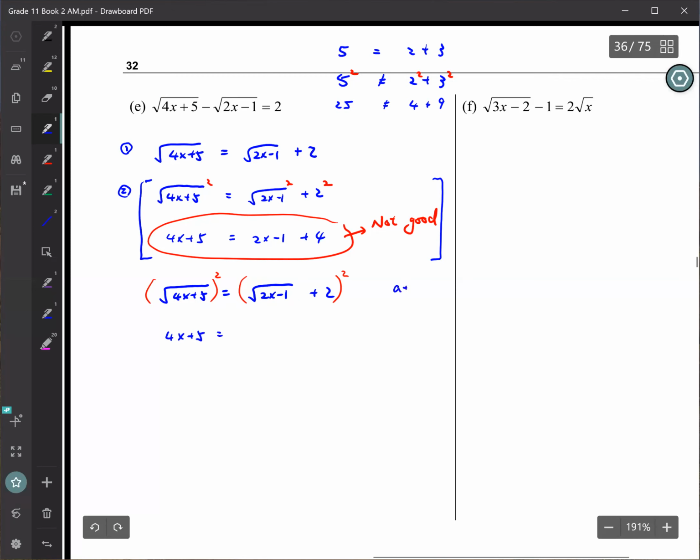Think of (a plus b) squared. So you have to do a squared, that's a squared, plus 2ab, so 2 times a times b, and then plus b squared.